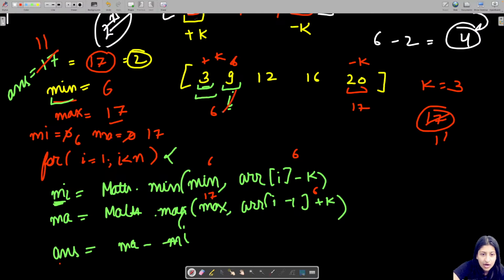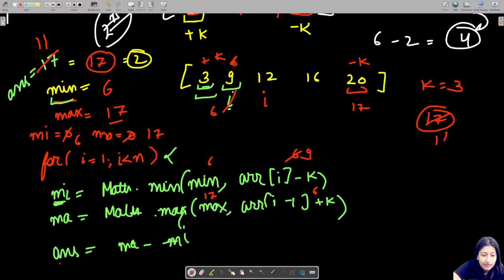In the second iteration, now I have I here. Let's evaluate your MI. MI was what? 6, right? It will evaluate the minimum value. Minimum value is 6 as of now, and ARR of I, 12 minus 3, is going to be 9. Okay, so 6 is still going to be your MI.